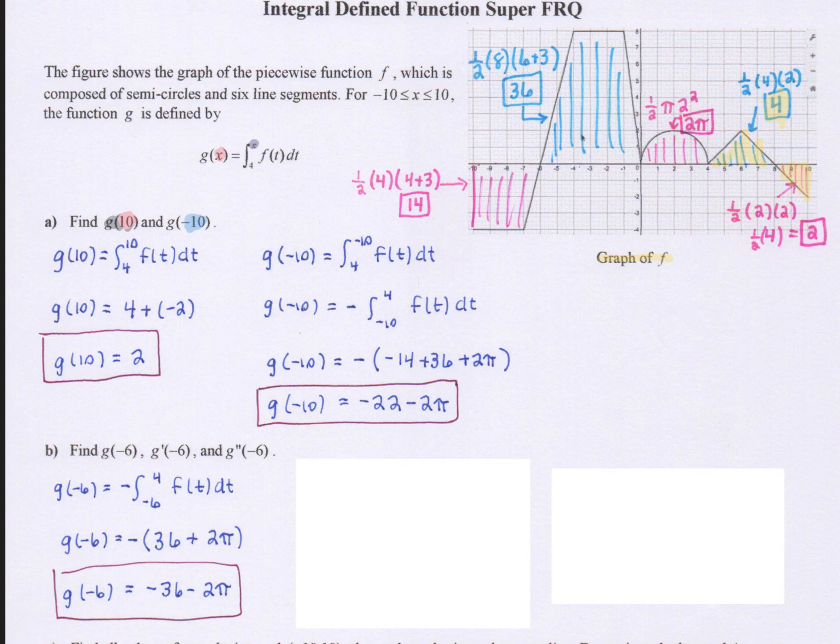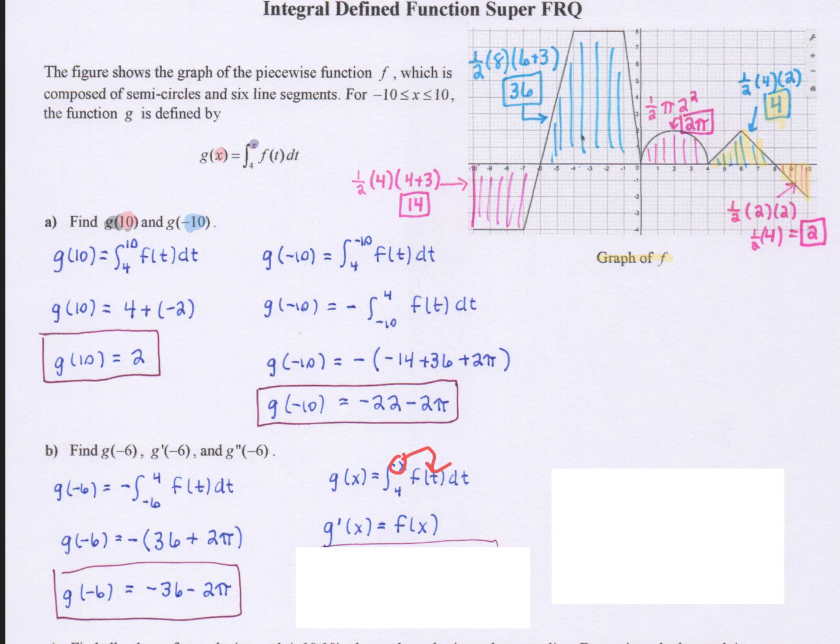The next part of the question wants g prime of negative 6. This is asking me to do the derivative of the integral. The fundamental theorem part 2 told us that those are inverse operations, so they just cancel each other out. And the way you handle that is you just take your upper limit and you plug it into your function. And that establishes this relationship that g prime of x is f of x.